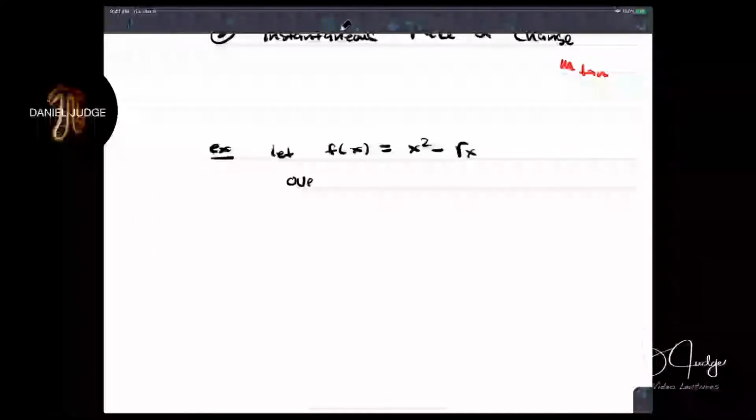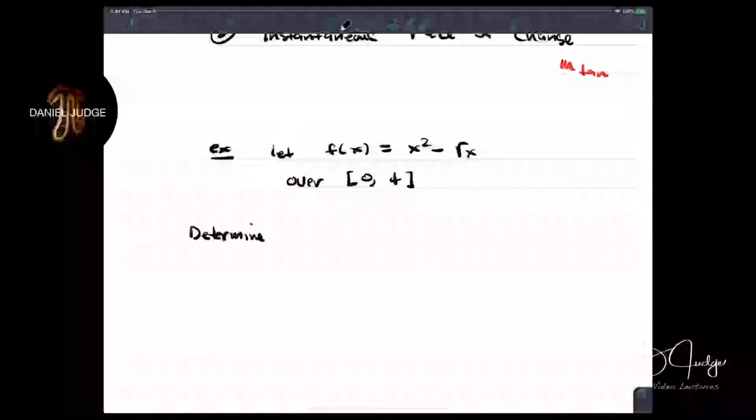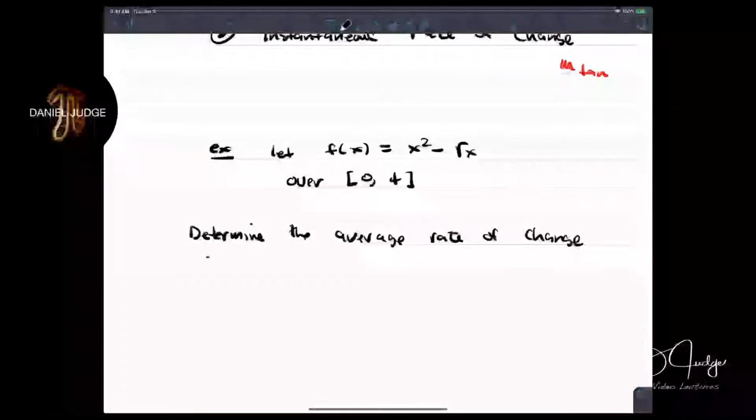They can say, okay, we're going to let, I'll say f of t, or we'll say f of x, it doesn't matter, be some function like, how about x squared minus the square root of x over an interval 0 to 4 here. All right, so you're going to start just with a function. And they're going to say, determine the average rate of change over the interval.